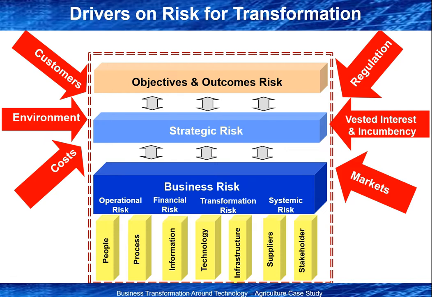Lastly, the factory warehouse operations allow for intensification of production, but with a different risk profile. The greater technology dependency inherent within operations exposes the technology, information, and infrastructure risks within the business profile. The common people risk, process risk, information risk, technology risk, infrastructure risk, supplier and stakeholder risks all apply.